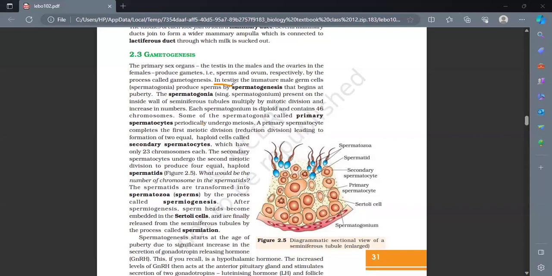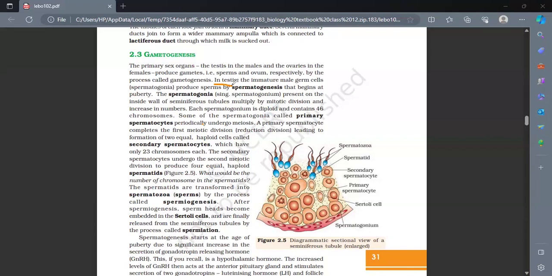And this process is known as spermatogenesis. A one-marker definition can also be asked. What is spermatogenesis? So write down the complete definition, don't leave it half-finished. You should write it completely: it is the process in which the male germ cells, the spermatogonia, produce the sperms, and it happens at the time of puberty. Okay, fine. Where are these spermatogonia located? So we'll come to it.